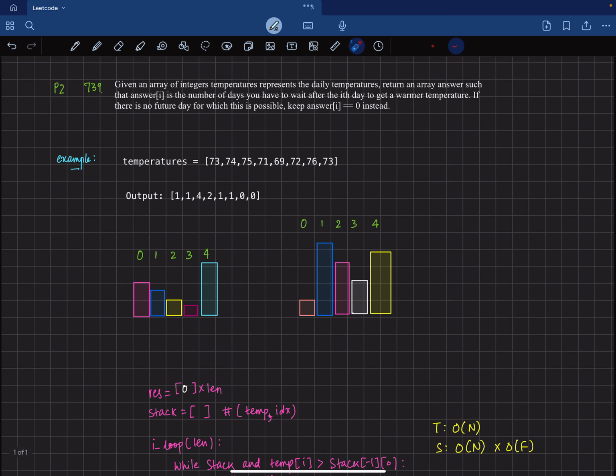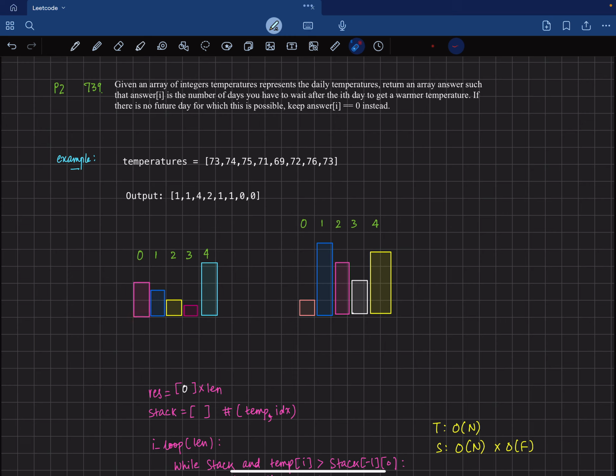Let me walk you through this problem in a pictorial or diagrammatic manner. Suppose these are the various temperature bars spanned across 4 days.